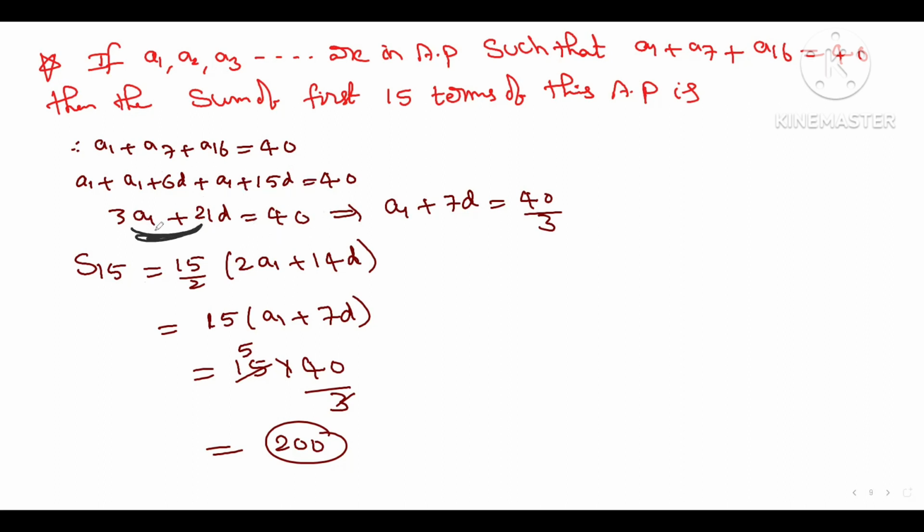Here I take 3 common. So A1 plus 7D is equal to 40 by 3. This 3 sending the other side. But what is required here? Sum of the first 15 terms. So S15 is required. So what is the formula? n by 2 times of 2A plus n minus 1 into D. 15 by 2 times of 2A1 plus n minus 1, 15 minus 1, 14D here. So the 2s get cancelled. So 15 times of A1 plus 7D. A1 plus 7D value we have got is 40 by 3. Substitute here only. So the 3 and 15 get cancelled. What answer do we get? 200.